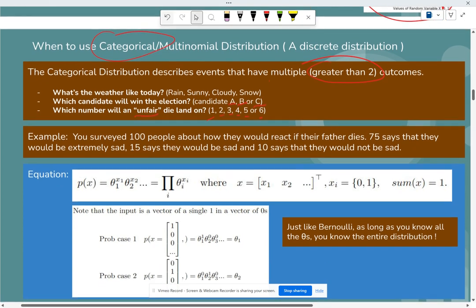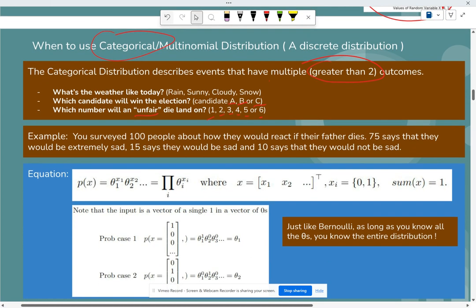An example that you could use to model this is, let's say you survey 100 people about how they will react if their father dies. 75 say that they will be extremely sad. 15 say they will be sad. And 10 say that they will not be sad. So how would you then mathematically model this?